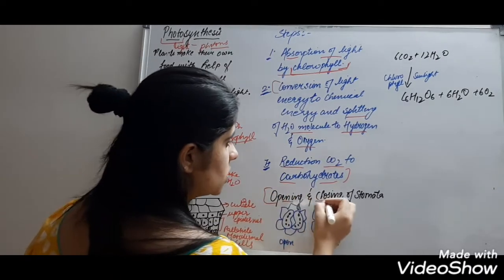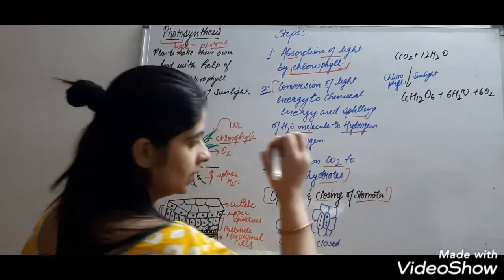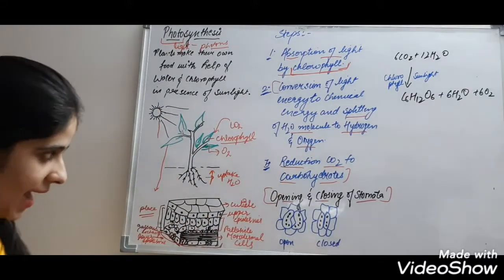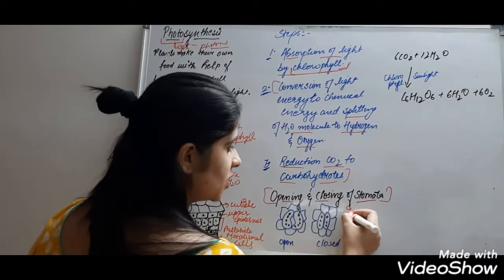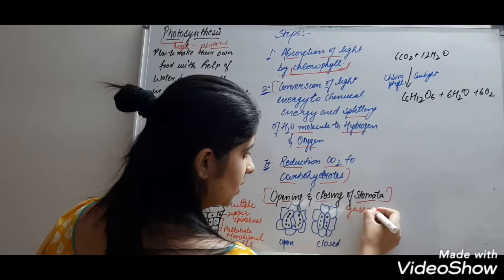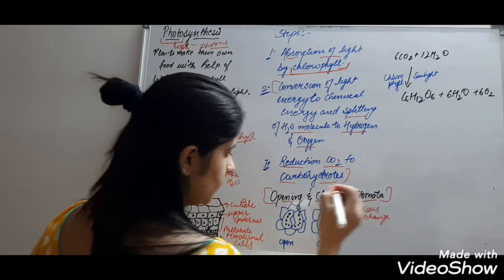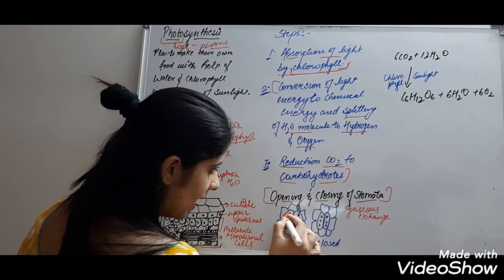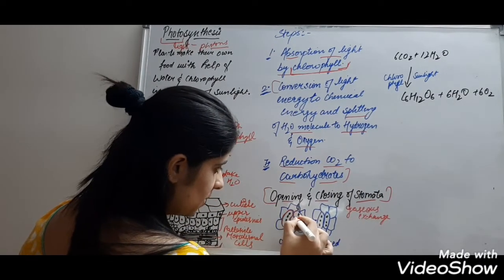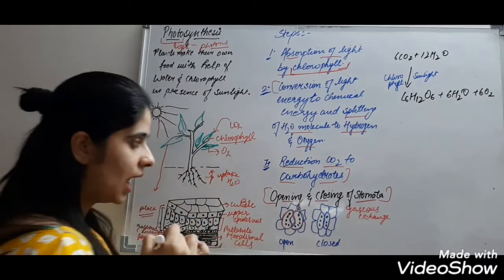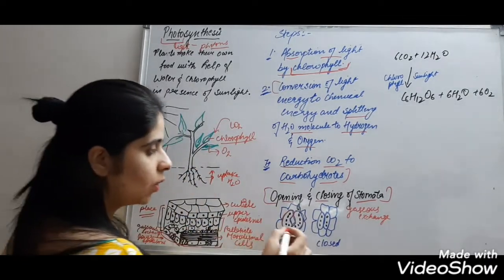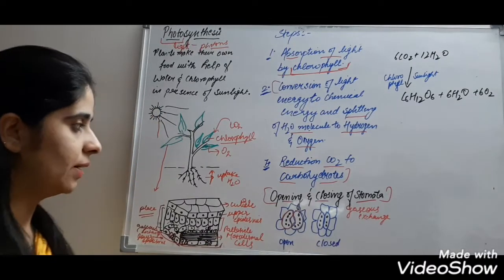Opening and closing of stomata is very important, as the gaseous exchange takes place from the stomata. The stomata have guard cells. These bean shaped cells are the guard cells which help in opening and closing of the stomata.